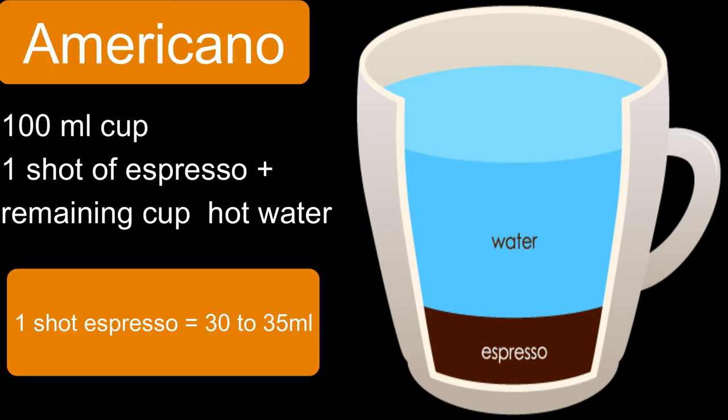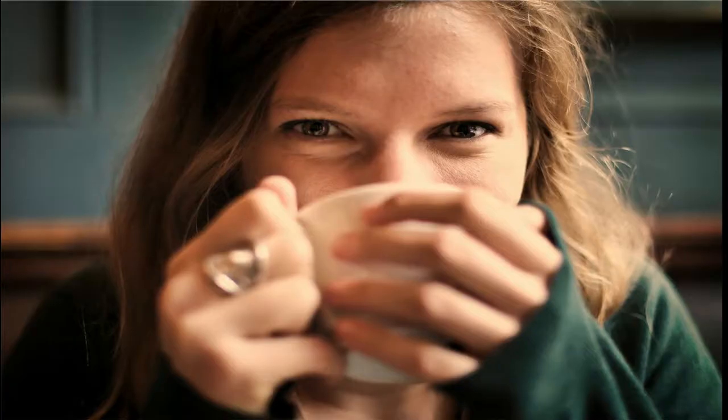Like if we take a cup of 100 ml and then you take one shot of espresso, and one shot of espresso is approximately 30 to 35 ml. Like in a 100 ml cup, if you take 30 to 35 ml of espresso and fill the remaining cup with hot water, then it's americano. Okay, it's light and it has two ingredients, that is espresso and hot water.